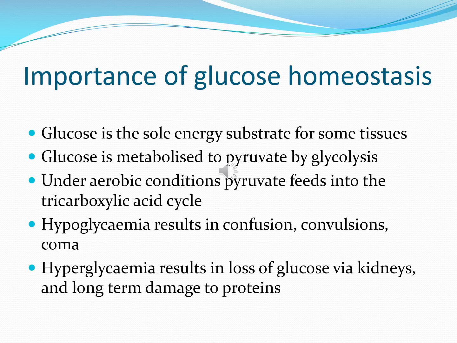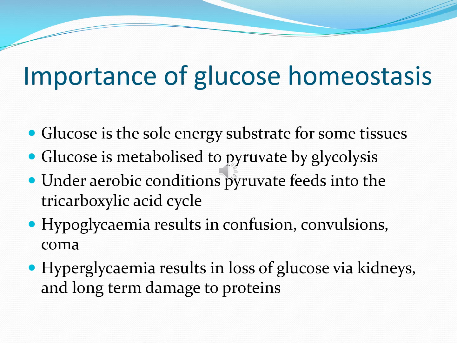So glucose homeostasis is very important indeed. Both low blood glucose and high blood glucose will have deleterious effects. Why? Well, glucose is the sole energy substrate for some tissues. Okay, so they can only utilise glucose. It's metabolised to pyruvate by glycolysis, and under aerobic conditions, pyruvate feeds into the TCA cycle. So that's the energy manufacturing plant of the body.